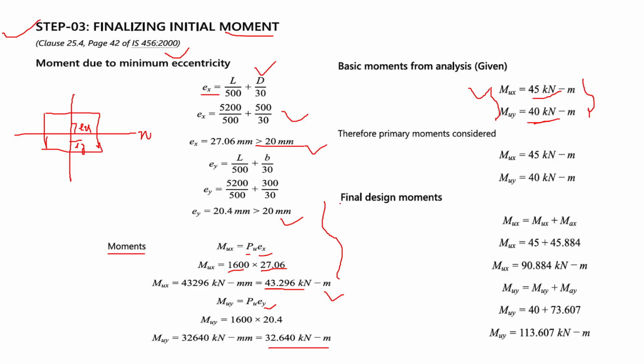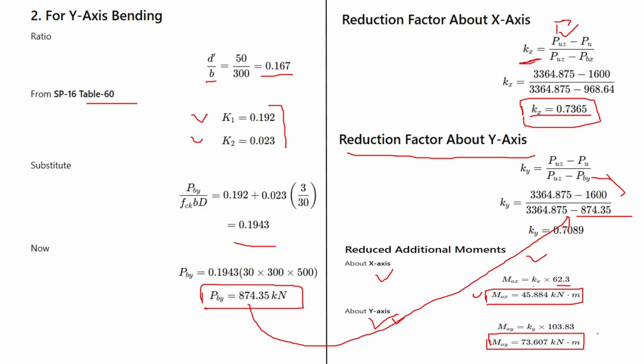Okay. So for the final moment, you have to add MUX or MAX, MX, that is the reduced moment. Okay, 45 comes here, and the 45.88 that is the reduced moment. Okay, MAX. Clear?